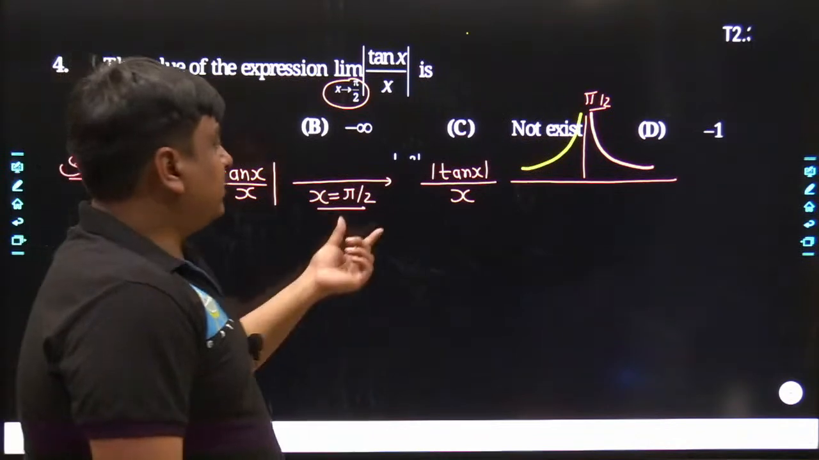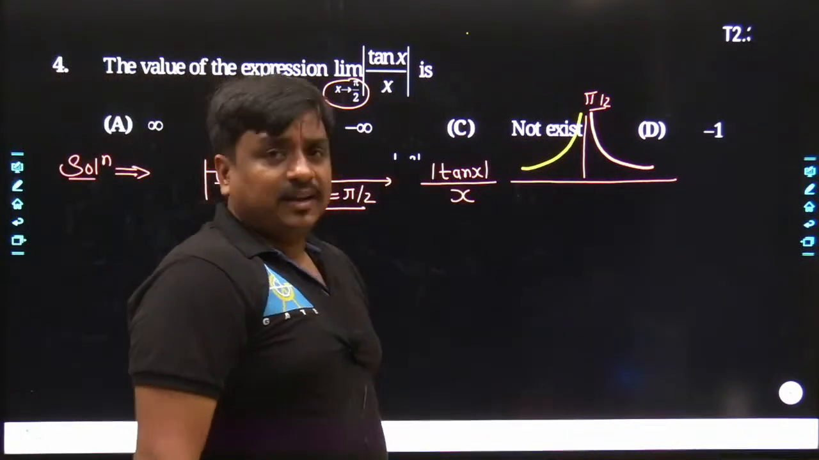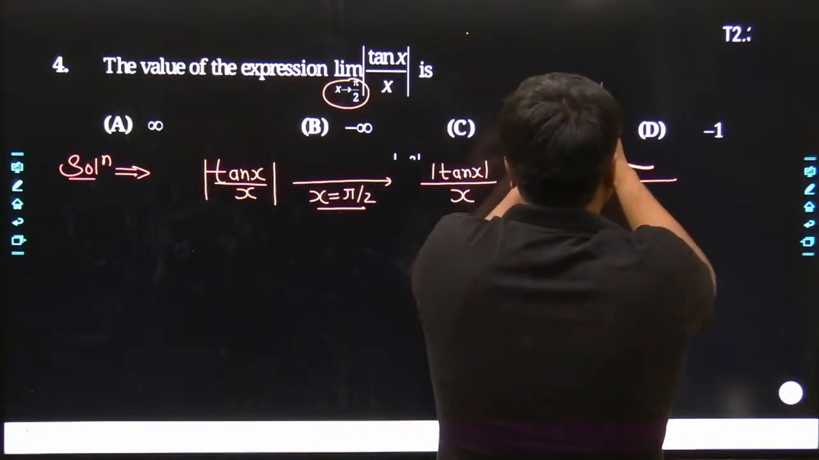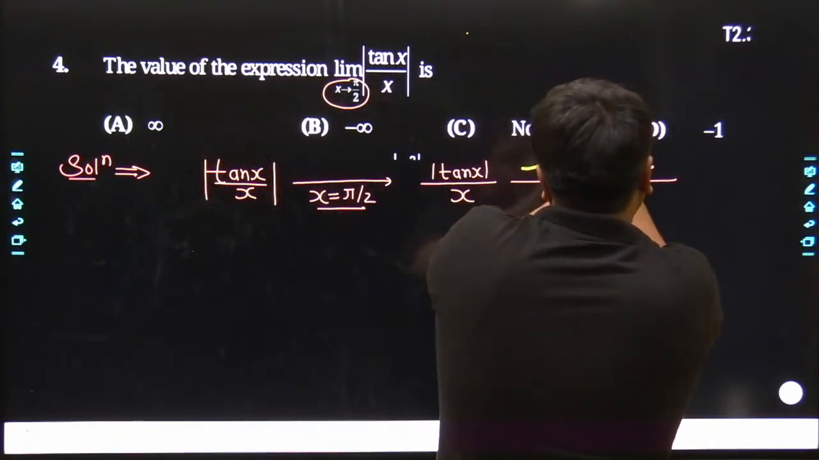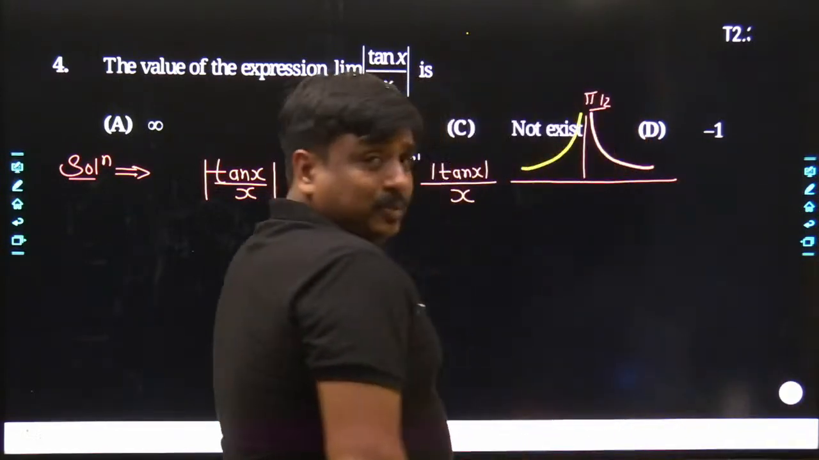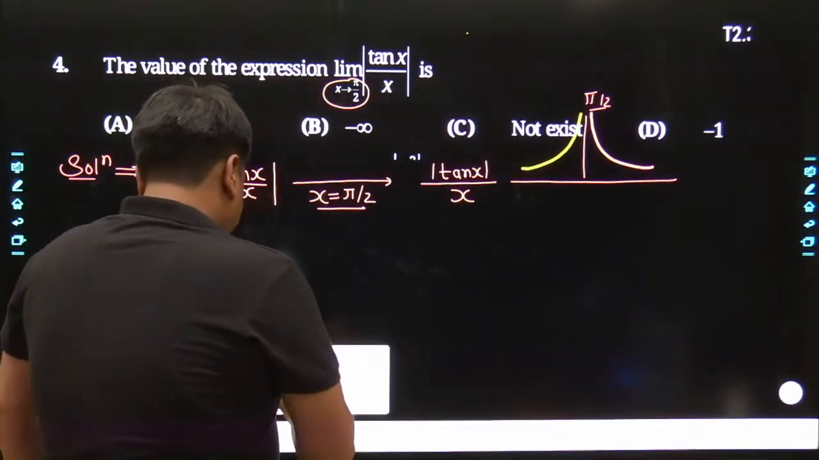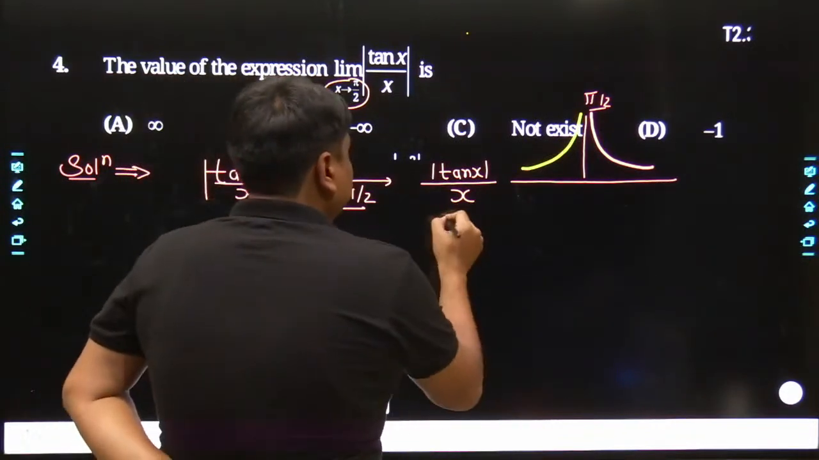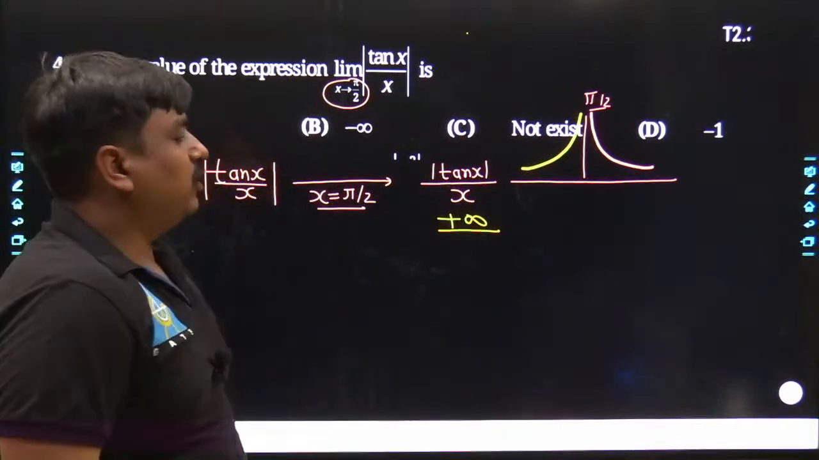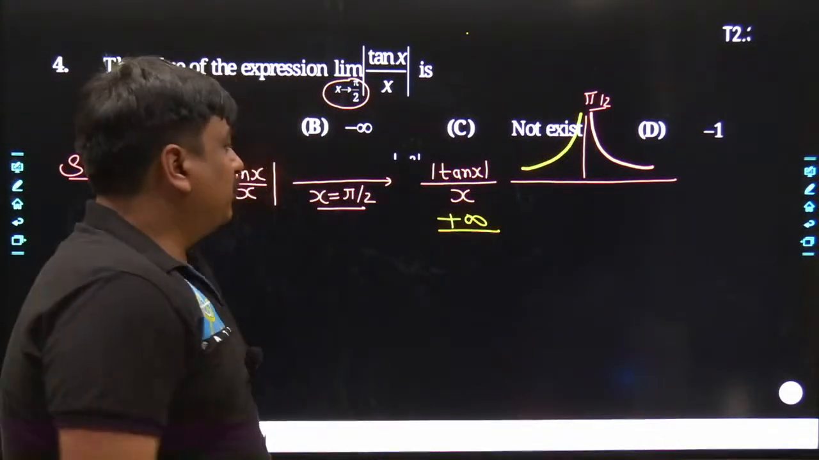So around x equals pi by 2, mod of tan x would contain its limit, because towards pi by 2 minus, the left hand limit, and towards the right hand limit, the mod of tan x is reaching towards plus infinity. Could you understand what I am saying? So it has been plus infinity without any doubt.